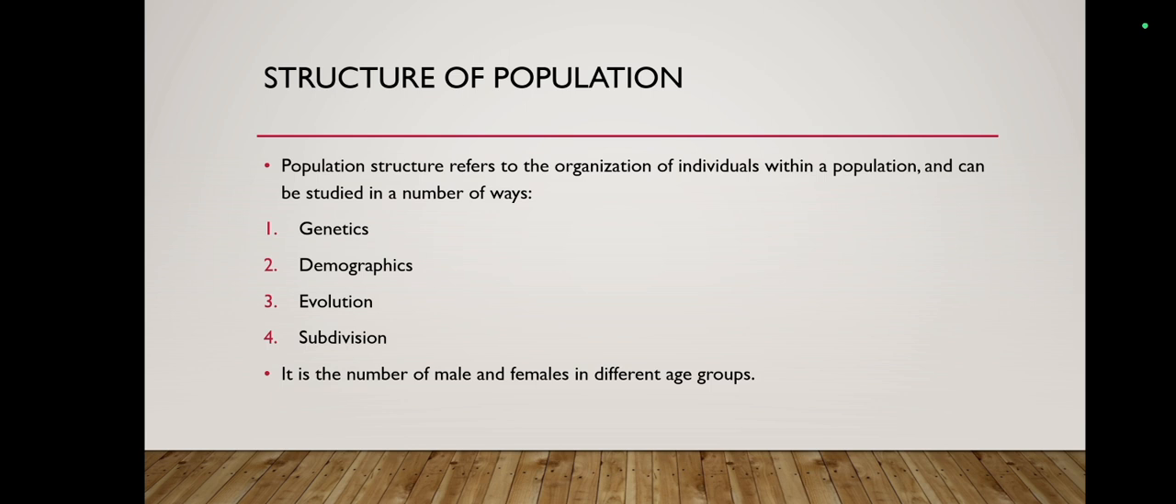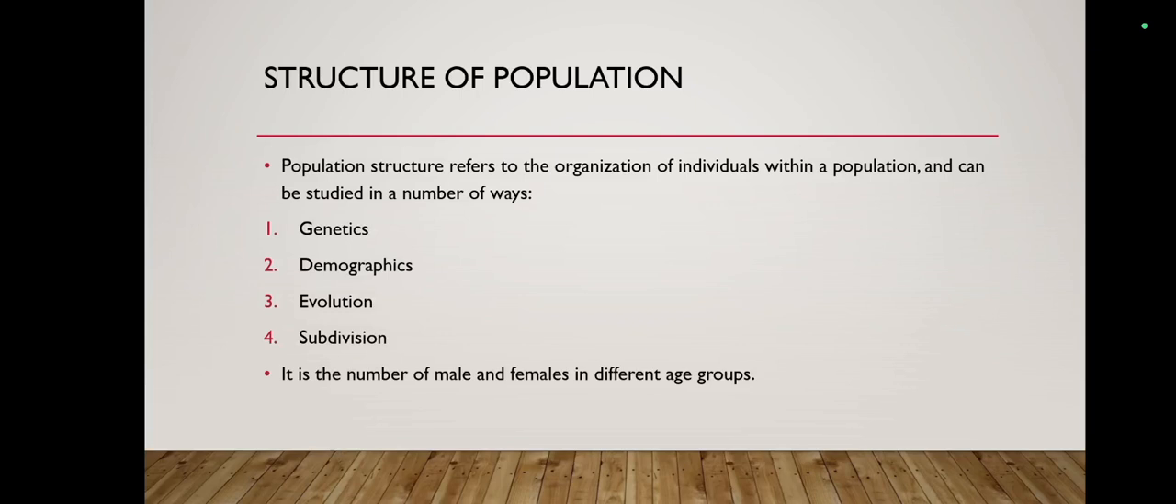Now, first is genetics. In genetics, population structure is the presence of systematic differences in frequencies between subpopulations. This can be caused by non-random mating. Demographics. In demographics, population structure can refer to demographic character of population, population density, and the density and dispersal of groups within the population.